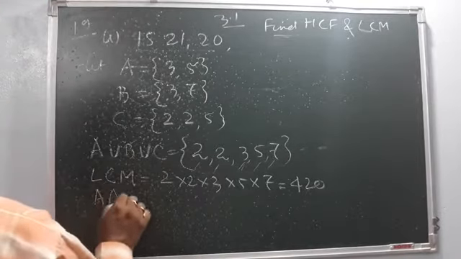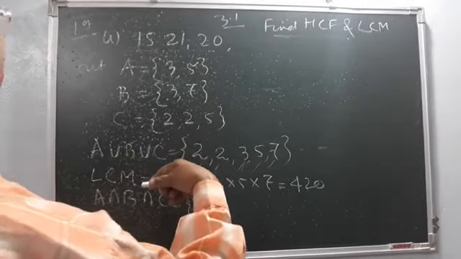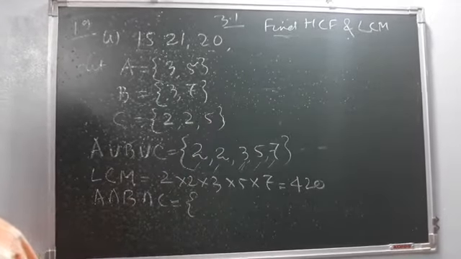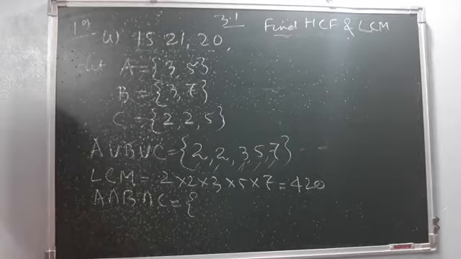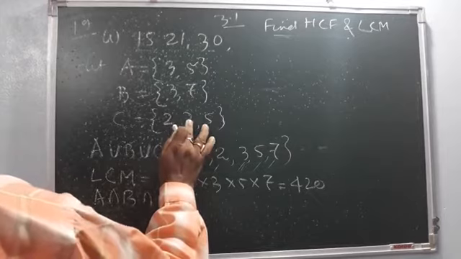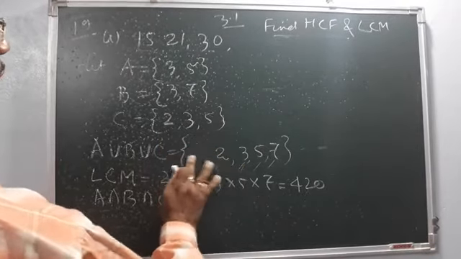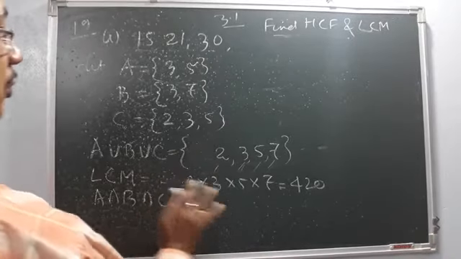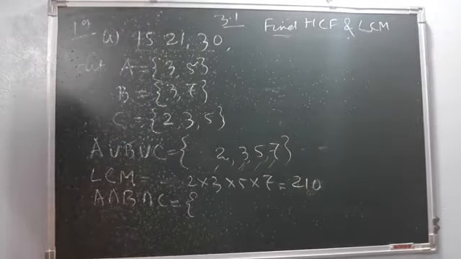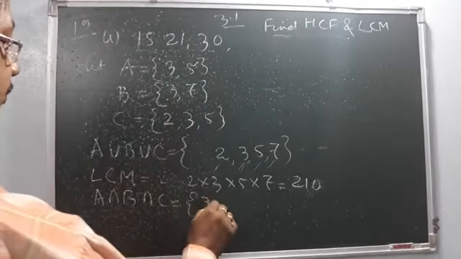Now A intersection B intersection C, that is the common element of these. There the common element we get what? Sorry, I have written here wrong. It is 30, so 2, 3, 5. That's why I think I am wrong. So 2 will not be there. I have written it is 30. So that's why it is this. Now A intersection B intersection C, the common element is 3.